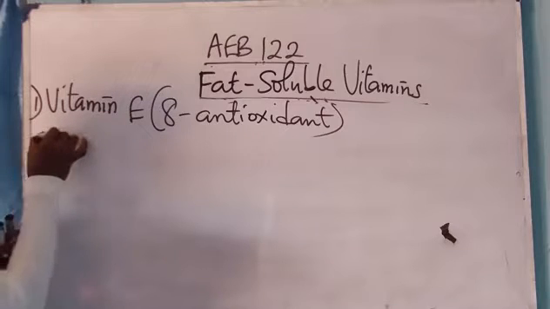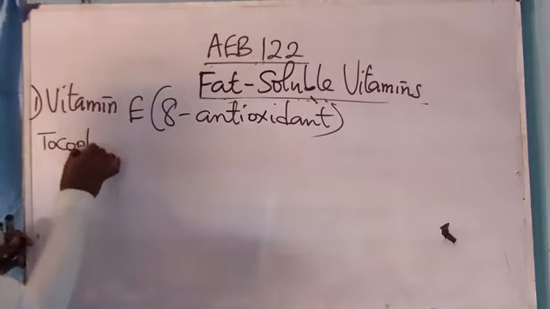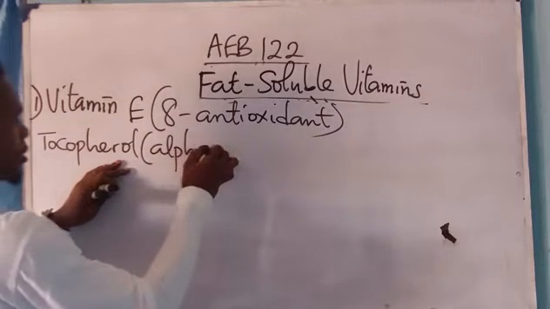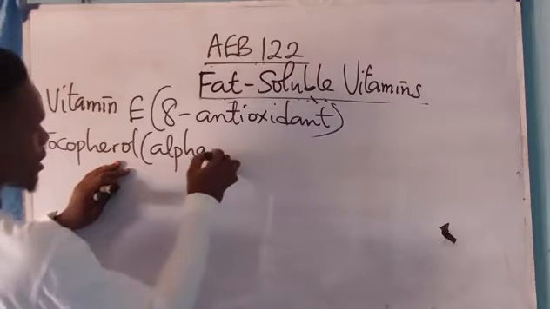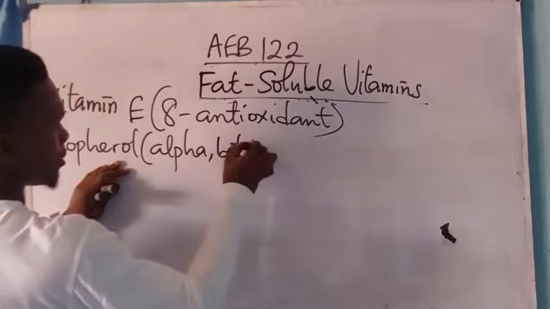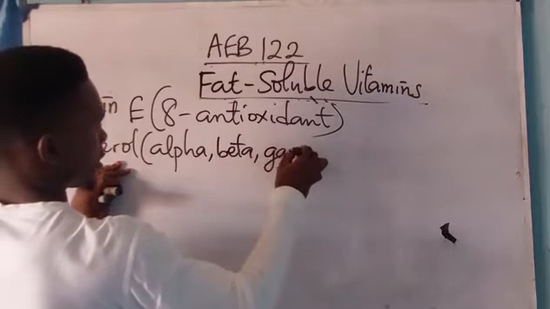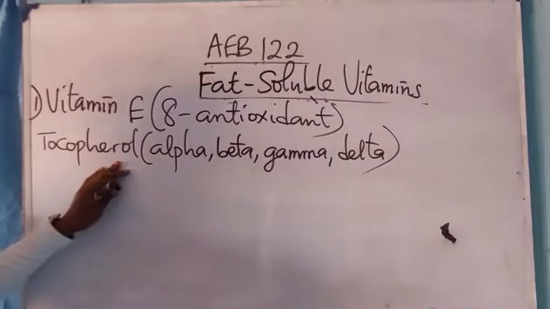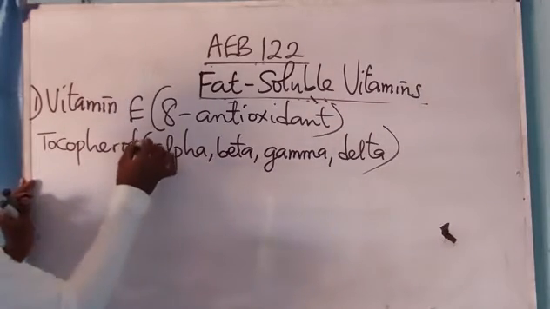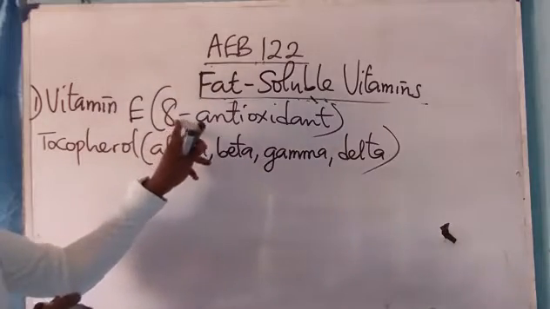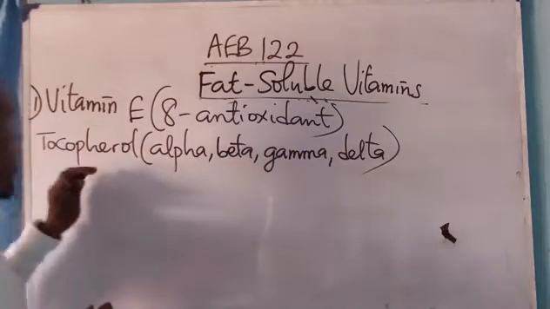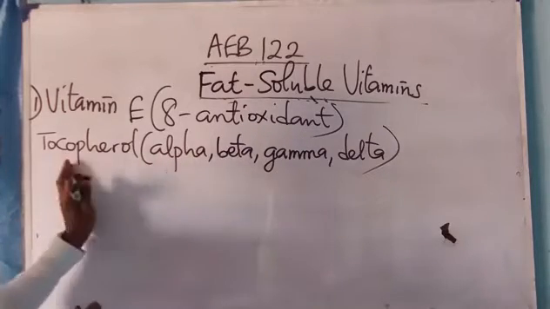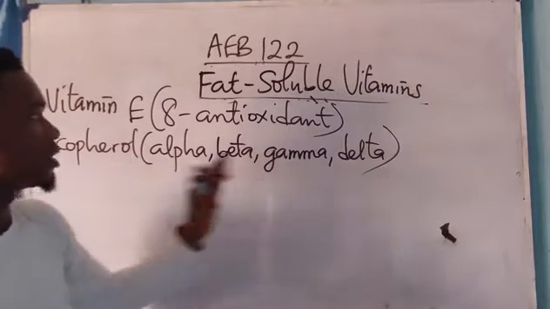Now, we have the tocopherols. These tocopherols could be the alpha, beta, gamma, delta. Okay, so these are the first 4 families. I told you that it describes 8 antioxidants. That is, we have the tocopherol, alpha, that's alpha tocopherol, beta tocopherol, gamma tocopherol, and delta tocopherol.